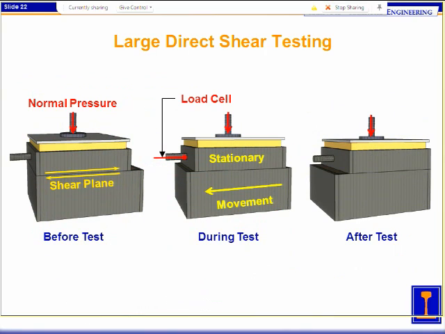Here's a little bit better graphic to help show how this all works. The top box is stationary, and the bottom box is what actually moves. So you have your shear plane between the two boxes, where you're pretty much measuring the definition of shear. It's two faces moving across one another. And after the test, you've moved it pretty much to the end of the box there. It's about 15% strain.